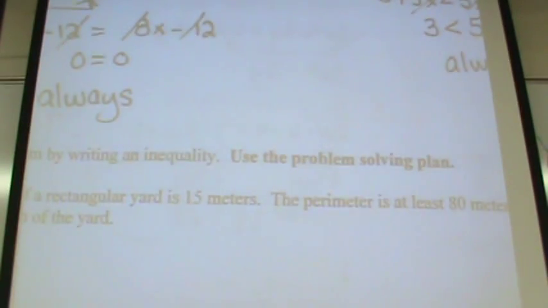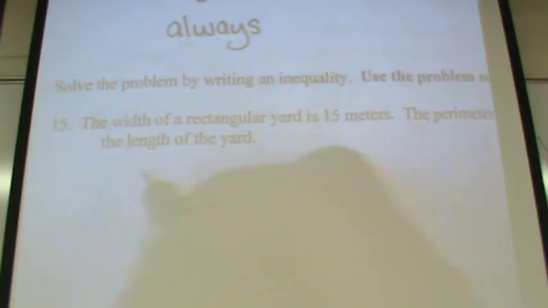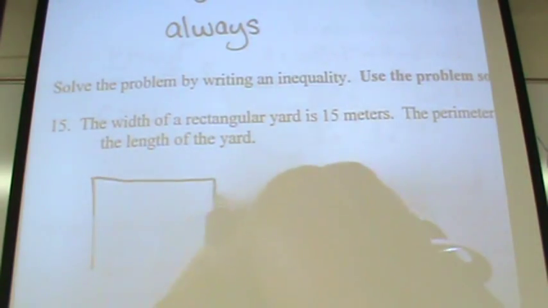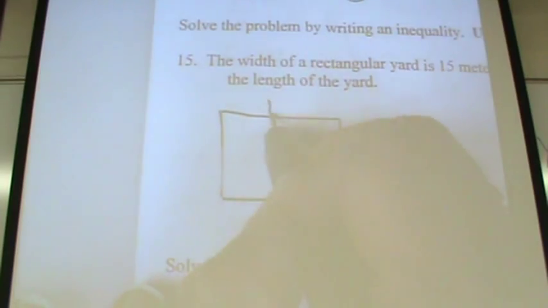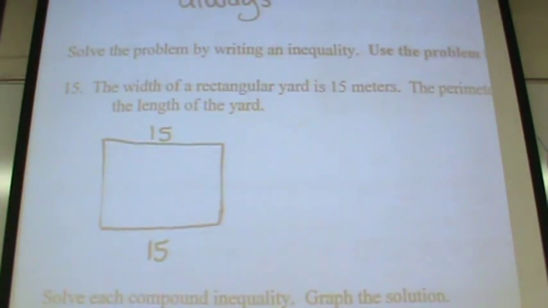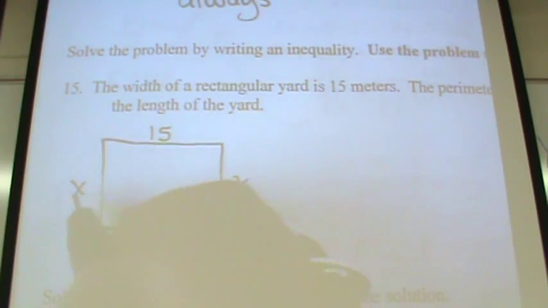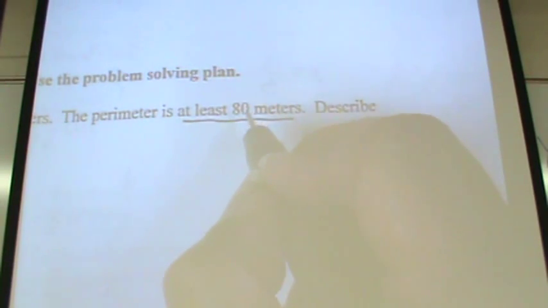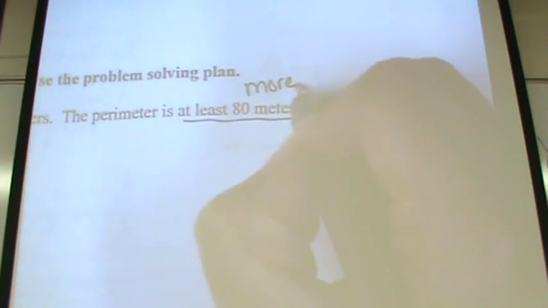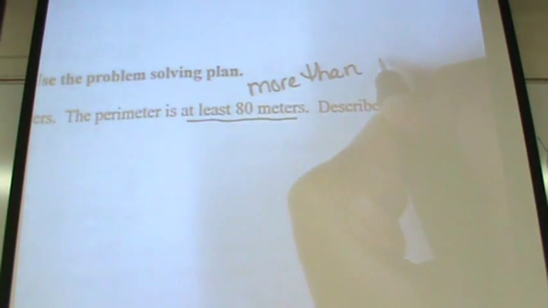The next one says we have a rectangular yard. And the width is given to you as 15. And if it's rectangular, if that's 15, so is this. We don't know what the length is, so we call this x. But it says that the perimeter is 80. It's at least. If it's at least 80, it's more than that. So it's greater than or equal to 80.